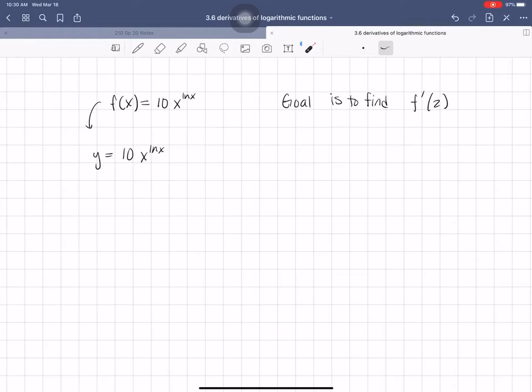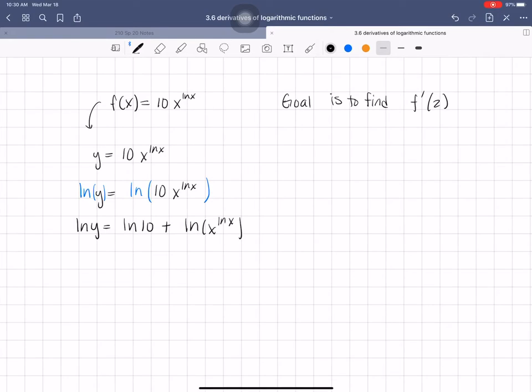So now let's find this derivative. Let's rewrite this first using ln's. So I'm going to copy and paste this, and I'm doing that so I can show every step in detail. So we have ln of y and then ln here. So now we can use some clever algebra. We have ln of y equals ln of 10 plus ln of x to the ln x. And what did I do here? Well, if we have ln of a times b, this can be written as ln of a plus ln of b. Okay, so that's the clever algebra there.